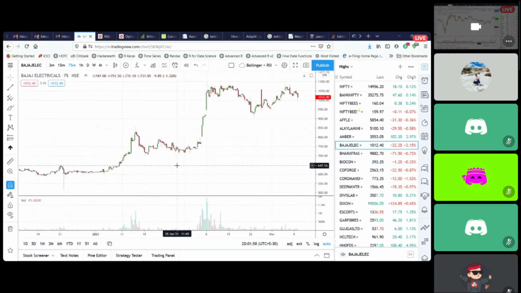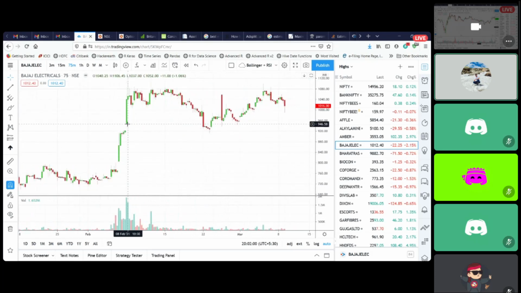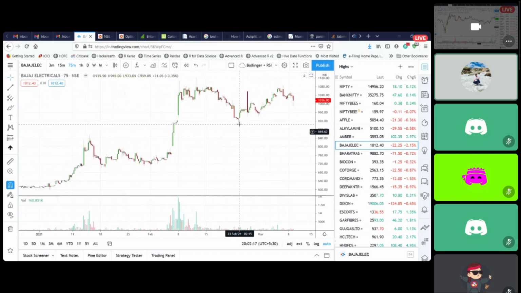The most recent trade I had was in Bajaj Electricals. This was the most recent gap up. Once this gap got filled at the support zone here, it gave this green candle at 957. So this was the most recent trade, from 960 till the previous top of 1080. I took this, it got booked out. That's it. Out of my trade.